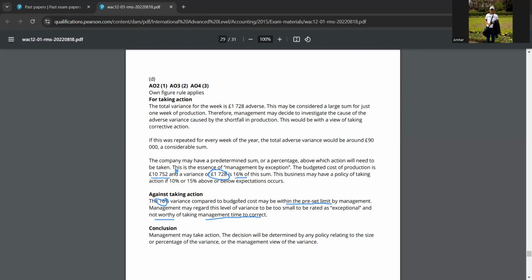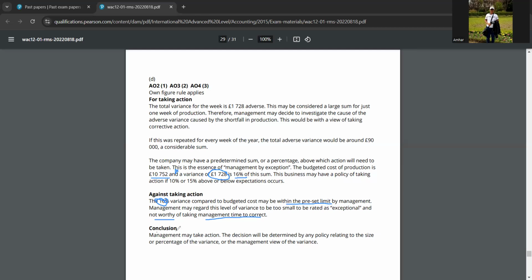No, it's fine. I understand that part. Because management by exception means it's the manager's work, it takes some time for them to correct the standards and find the cause of it, everything, right? So they're saying it's not worthy of taking management's time to correct this, because sometimes when we compare it, the 16% may be within the preset limit.